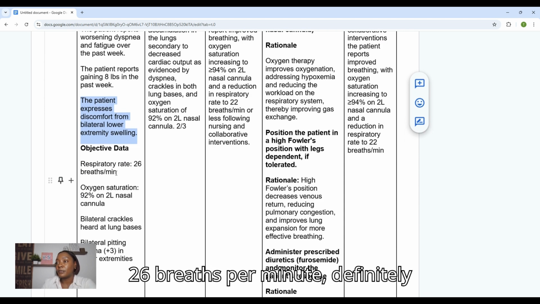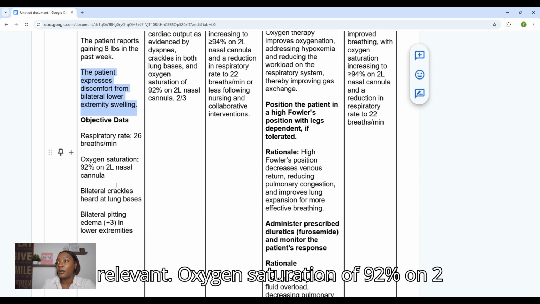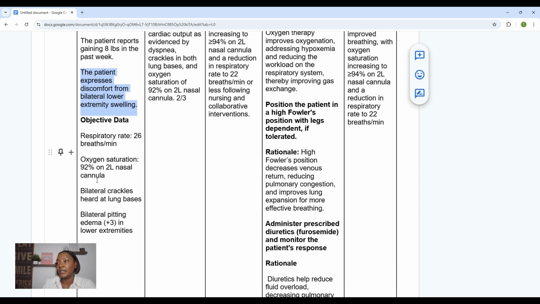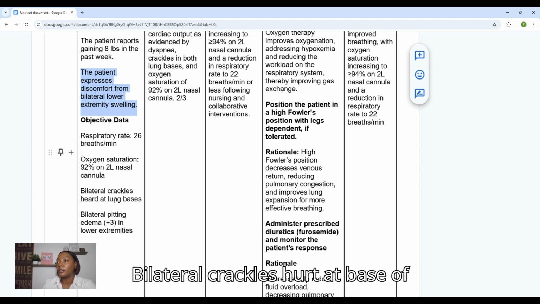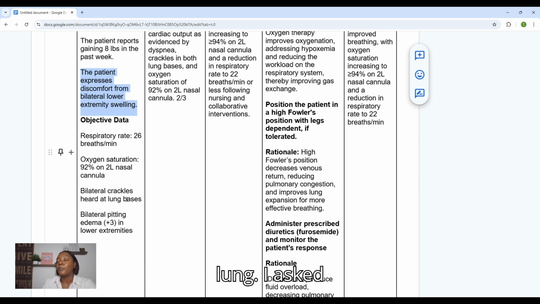Respiratory rate, 26 breaths per minute, definitely relevant. Oxygen saturation of 92% on 2 liters nasal cannula, relevant. Bilateral crackles heard at base of lung.